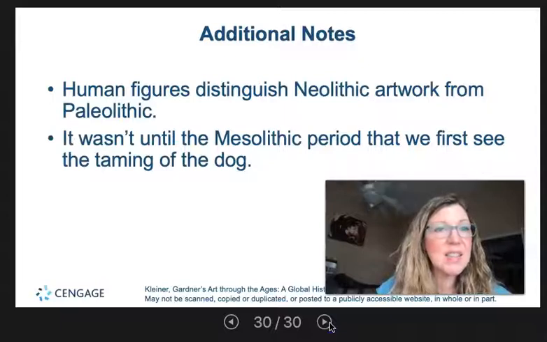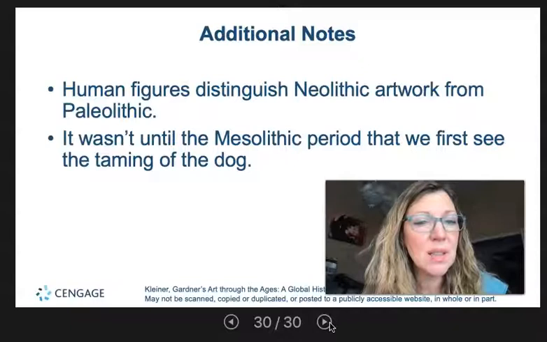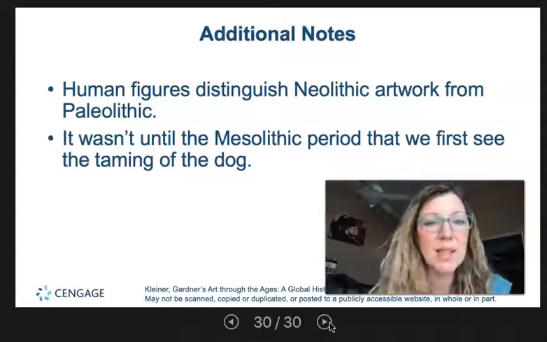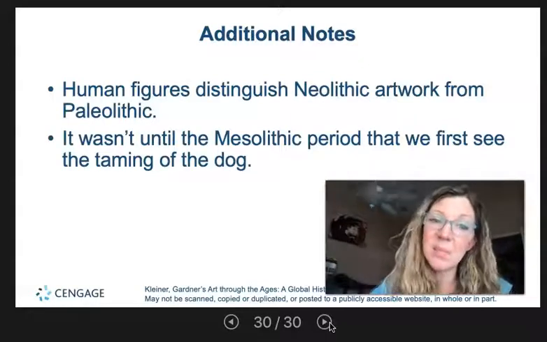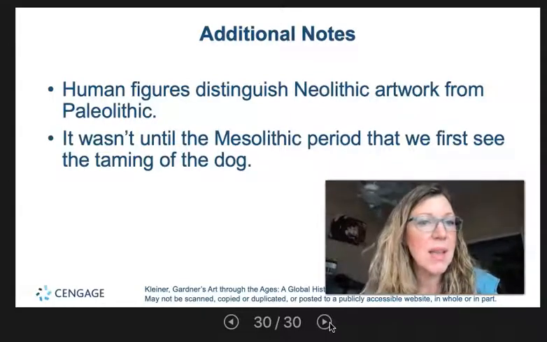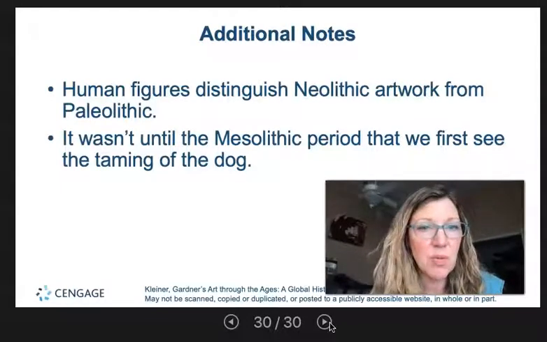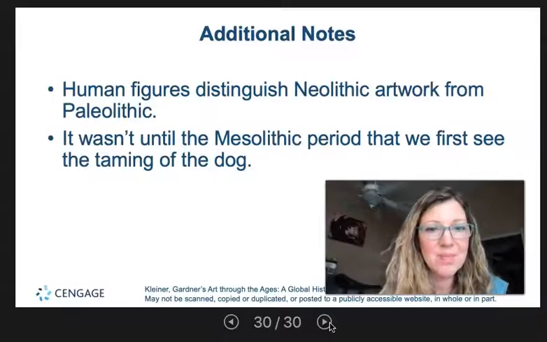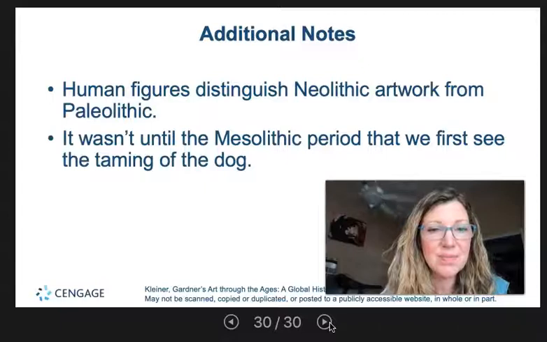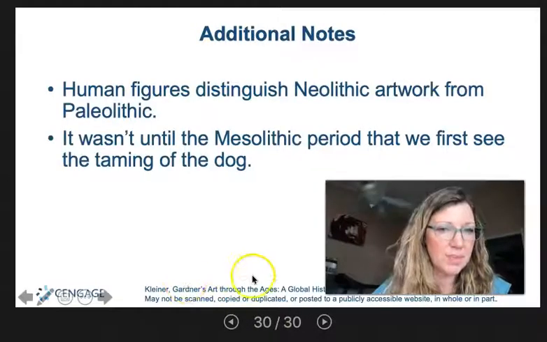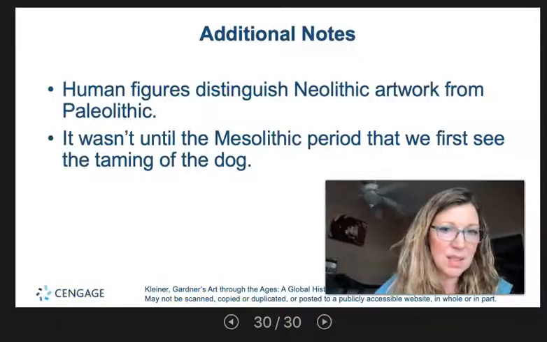Okay, last slide. Human figures distinguish Neolithic artwork from Paleolithic. Okay, so we're talking mostly about men. There's that one guy that they found in the well. Remember him? He's pretty much it. And it wasn't until the Mesolithic period that we see the first taming of the dog. So just in case you encounter any of that kind of material, this is it. Okay, that's it for lecture 1.